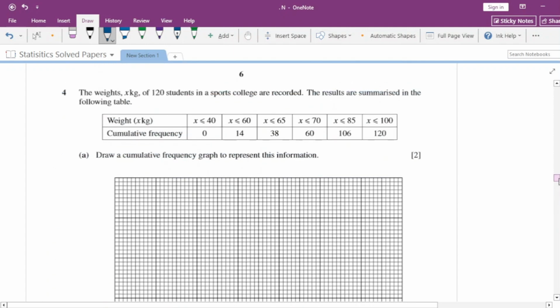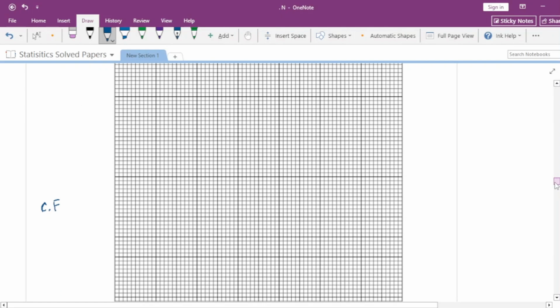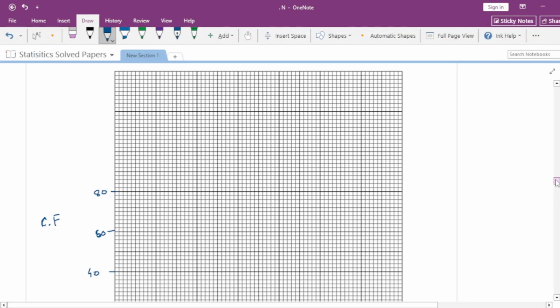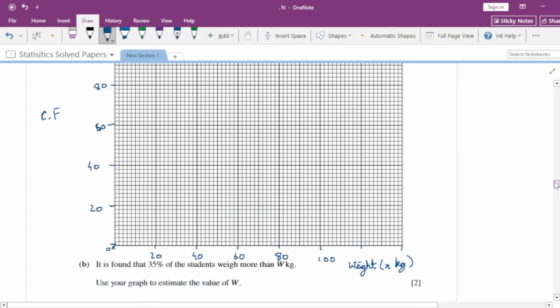Okay. Now let's look at the cumulative frequency. For the cumulative frequency, we go up to 120. We can again start with the 20 scale. I think the 20 scale would be good. 20, 30, 40, 50, 60, 70, 80, 90, 100, 110, 120, and that completes our scale. And again, this also covers more than half of the graph, which is exactly what we want.